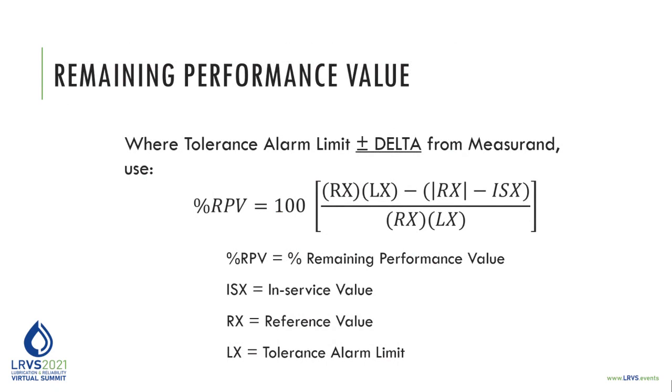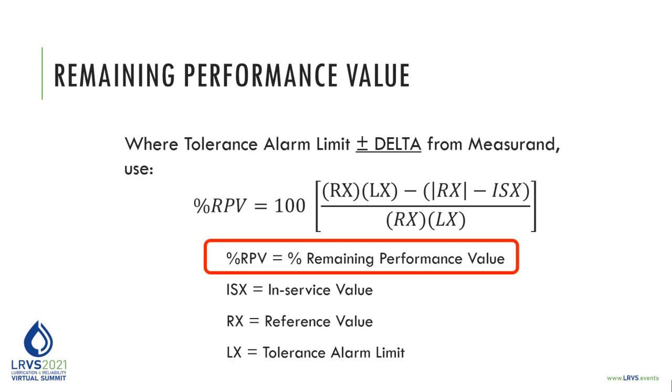Now here's a useful way to actually establish a remaining performance value using some of this data here. We're looking to establish a tolerance alarm limit, in this case for viscosity. Now, the remaining performance value can be calculated according to the in-service values, the reference values, and the tolerance alarm limit that we've established earlier on. But keep in mind, in our equation here, our reference value has to be an absolute value.